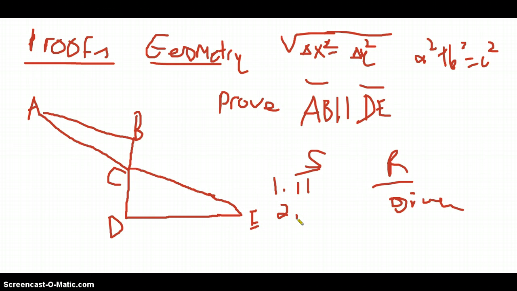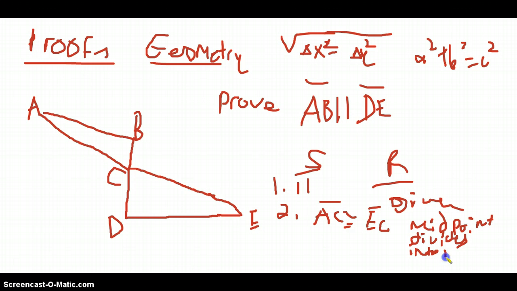And step 2, we say, well, AC line segment is congruent to line segment EC. And then we say, well, what's the reason for that? Well, if I'm given a midpoint already, what can I tell about a midpoint? Well, a midpoint divides a segment into two congruent line segments. That means that my reason for this should be because the midpoint divides it into two congruent segments.